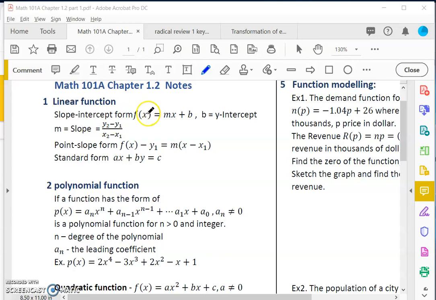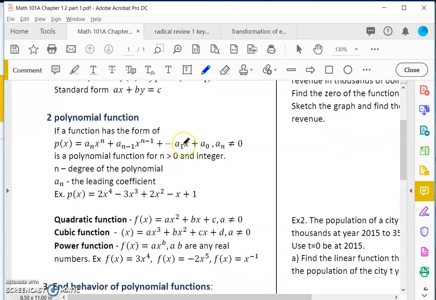A linear function, a typical form is f of x equal to mx plus b, but a line can be written in point-slope form as well as in standard form. So this is how we do a point-slope form, y minus y1 equal to m, x minus x1, or in standard form, ax plus by equal to c. And in calculus, the slope formula is very important, and also the point-slope form is also important. In chapter 3, we'll use this quite a bit.